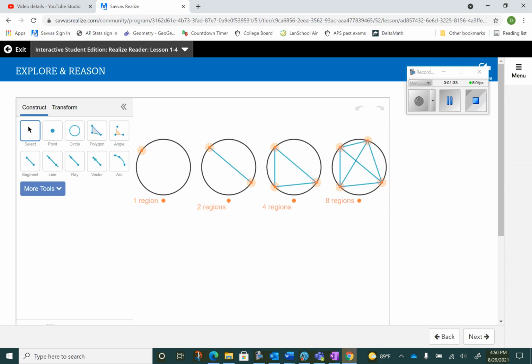So if we put 4 points on here, and again, connect the dots in as many different ways as we possibly can, that splits it into, around the outside edge here, one, two, three, four. And on the inside, five, six, seven, a total of 8 different regions.